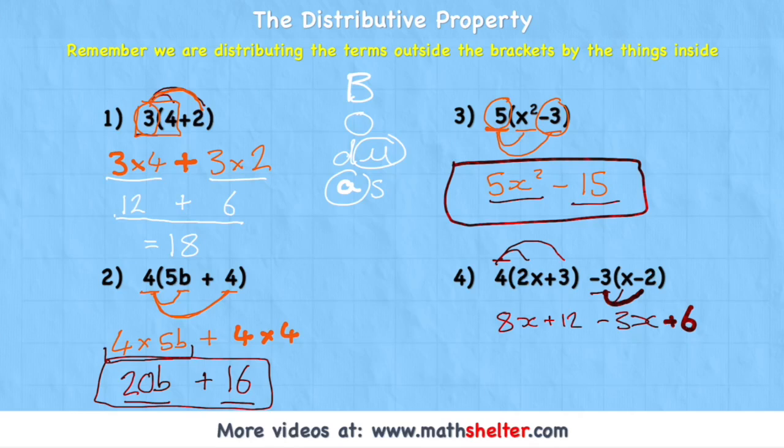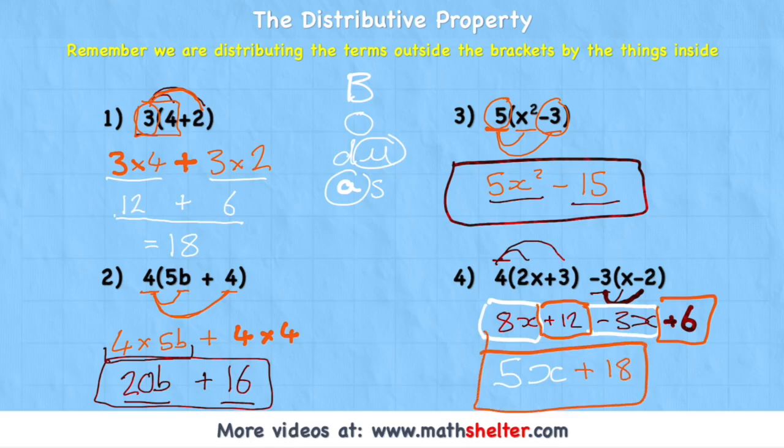So I've distributed, but I can actually now simplify, because I can see that I have like terms. I have a plus 12 here and a plus 6 here, so I can combine them together. And I have an 8x here and a negative 3x here, so I can combine them together. So 8x minus 3x leaves me with 5x, and then plus 12 plus 6 leaves me with plus 18. So my new expression is 5x plus 18.